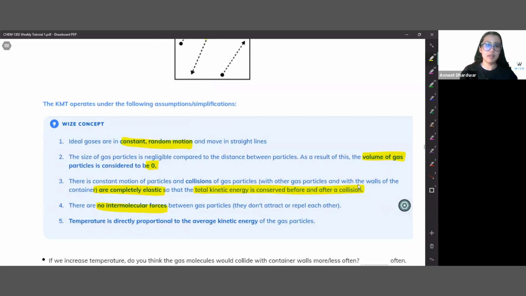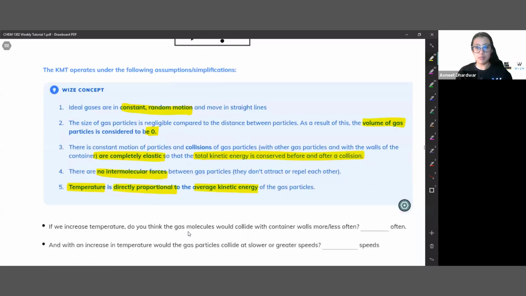And the last thing that the kinetic molecular theory says is the relationship between temperature and average kinetic energy. We're going to be going over this more, but we should know that temperature is directly proportional to the average kinetic energy. So if we increase temperature, do you think the gas molecules would collide with the container more or less often? If you increase temperature, you're also increasing your average kinetic energy, which is the energy of motion. So it makes sense that the gas molecules would collide with the container more often. And if you increase the temperature, you're also increasing their motion, so it makes sense that they should be at greater speeds in general.